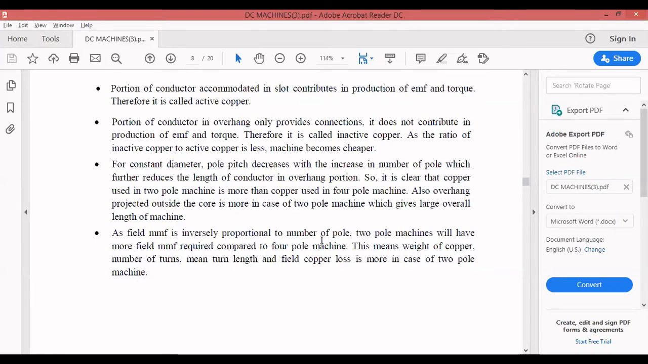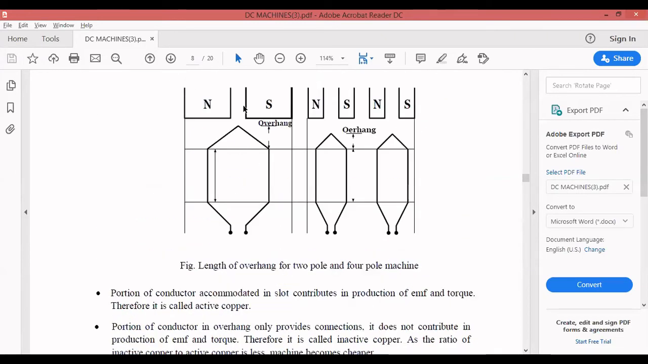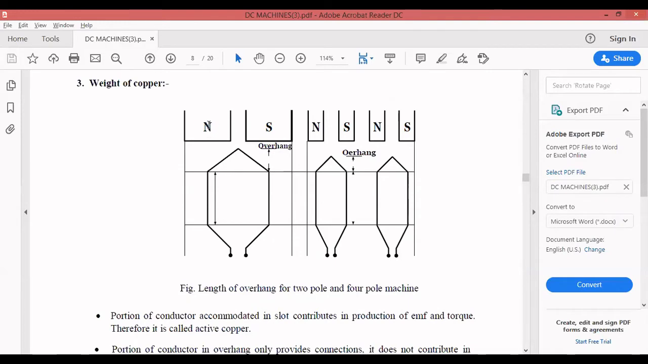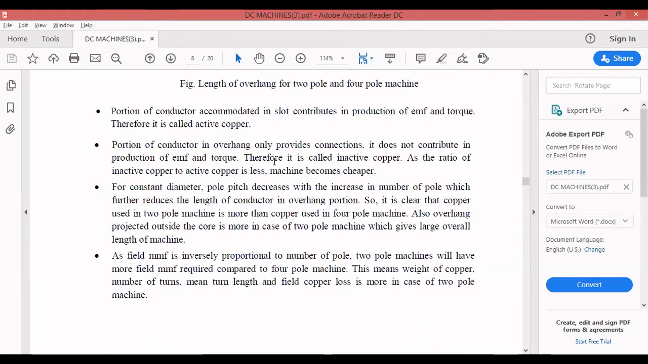Next, last point. As the field MMF is inversely proportional to the number of poles, two pole machines will require more field MMF compared to a four pole machine. This means the weight of the copper, number of turns, mean length of turn, and field copper loss are more in a two pole machine. The MMF produced by the field is inversely proportional to the number of poles. If the number of poles is less, the field MMF will be more. Definitely, if the number of poles becomes more, then the field MMF will be lesser.